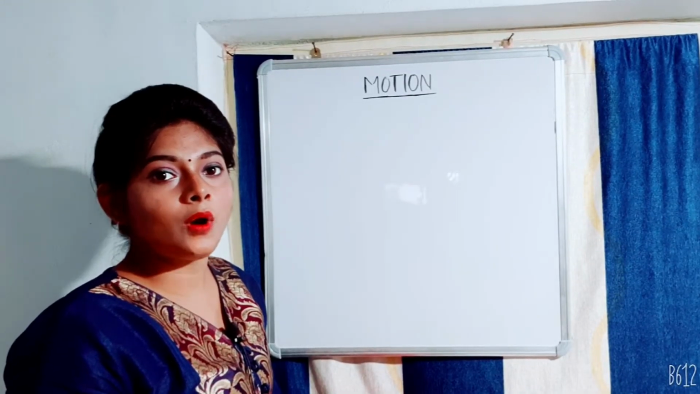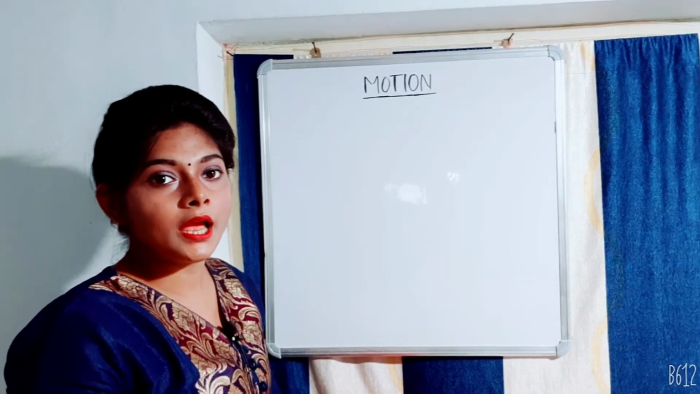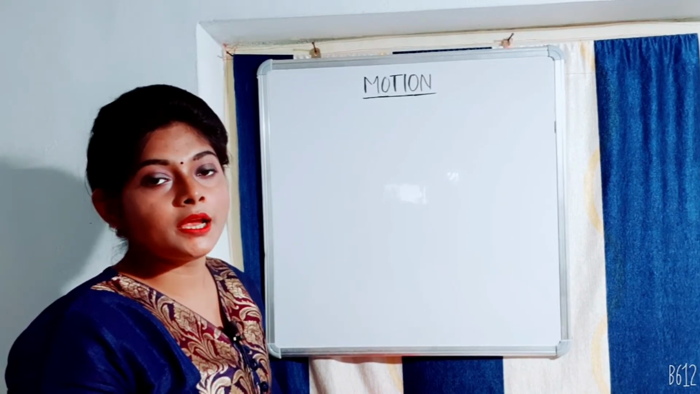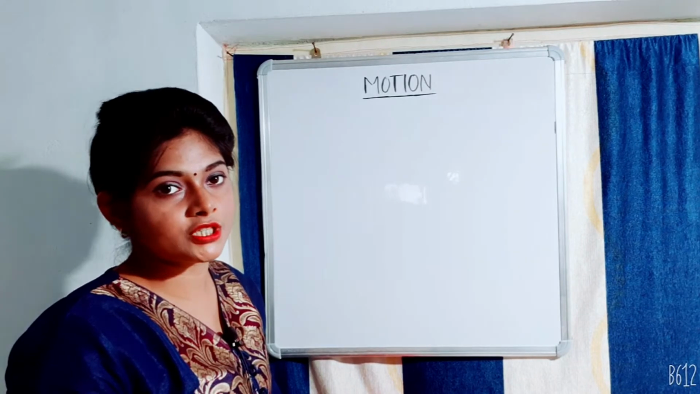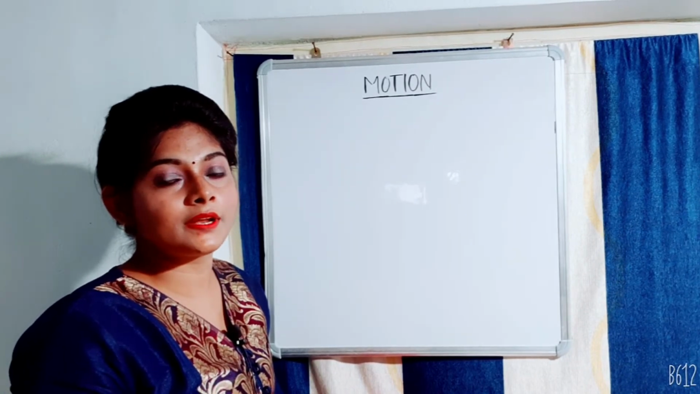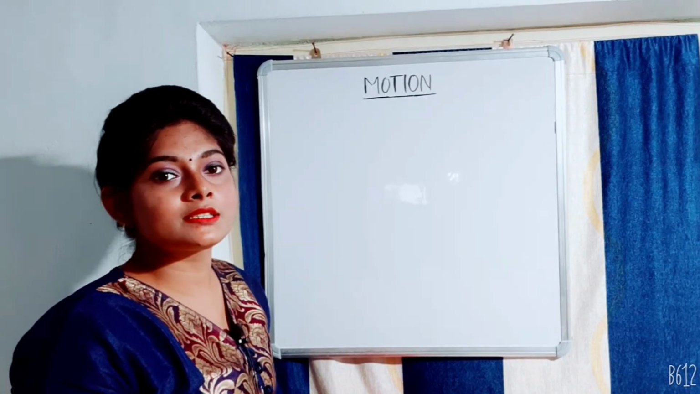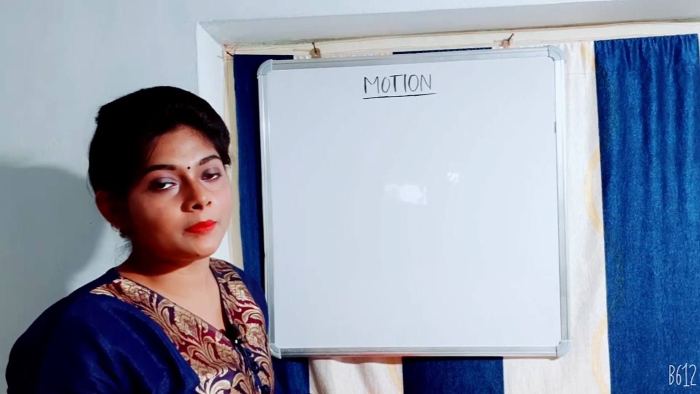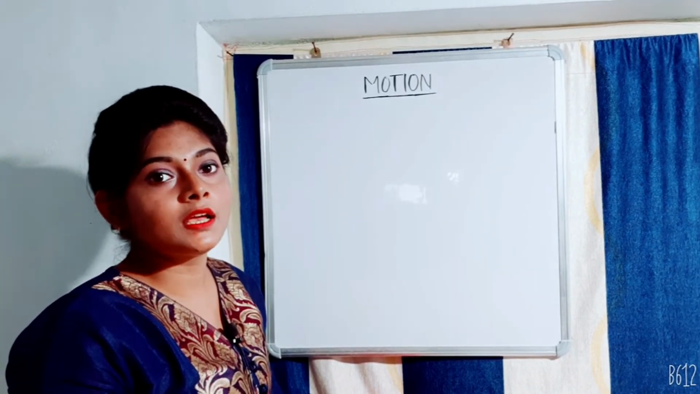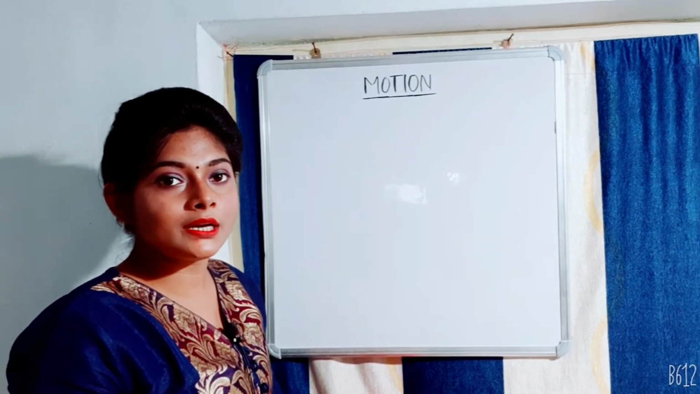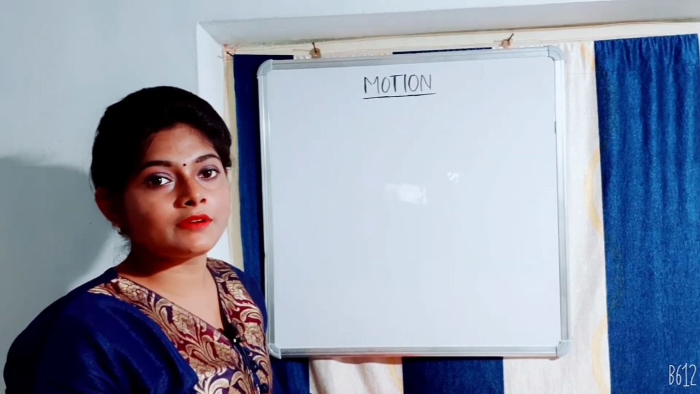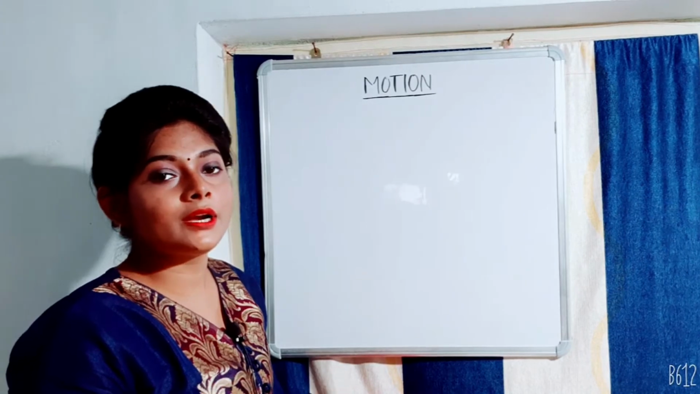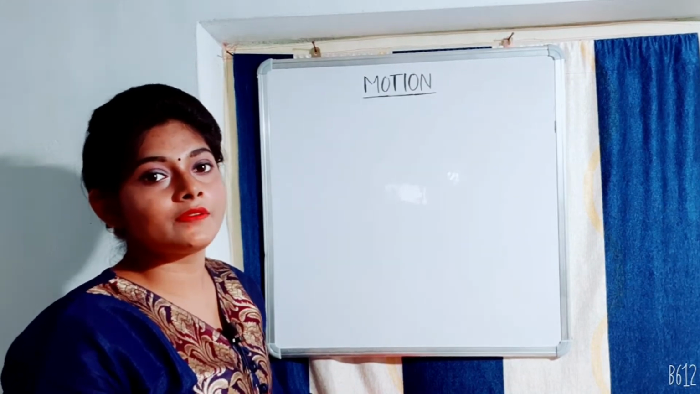Now we will see what is uniform speed and non-uniform speed. It is exactly the same as uniform and non-uniform motion. Uniform speed is when an object covers equal distance in equal interval of time. Non-uniform speed is when an object covers equal distance in unequal interval of time, unequal distance in equal interval of time, or unequal distance in unequal interval of time.